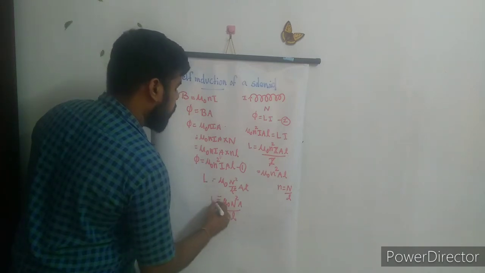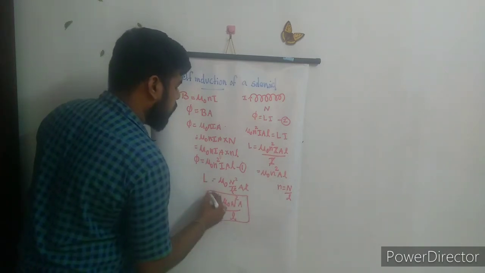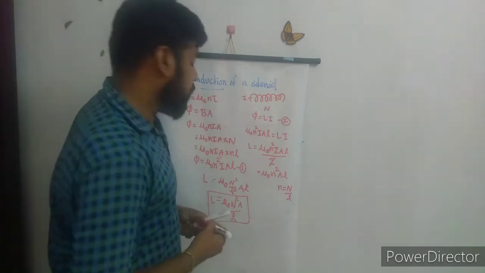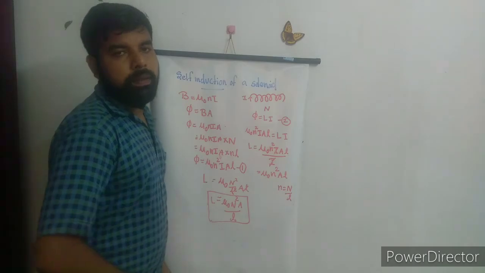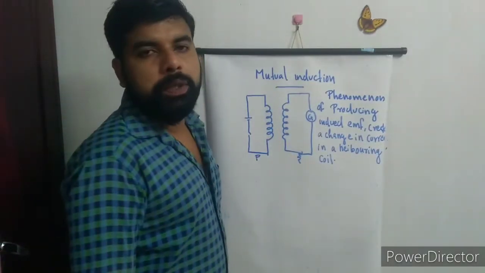This is the value of self-inductance of a solenoid. Clear? This is the value of self-inductance of a solenoid: mu 0 n square A by L. Clear? So the next topic is mutual induction.